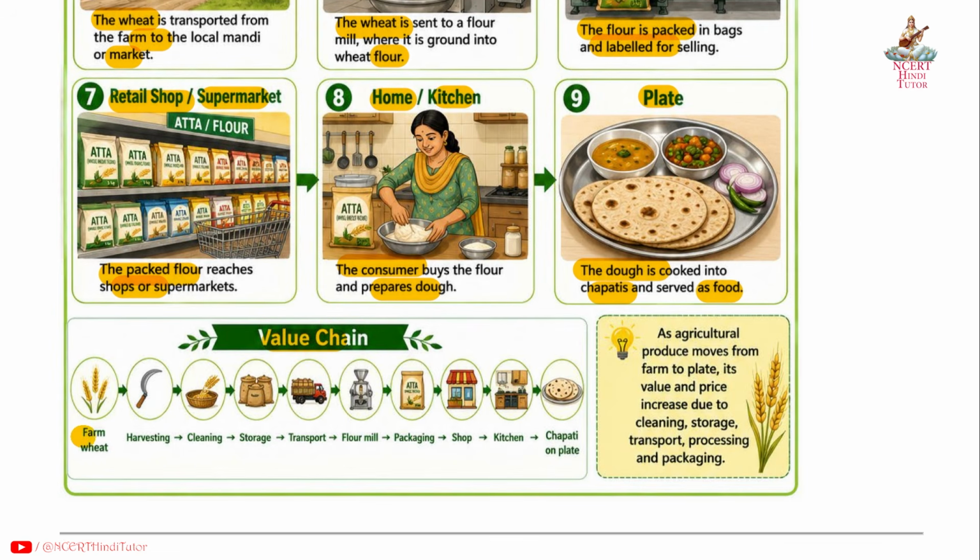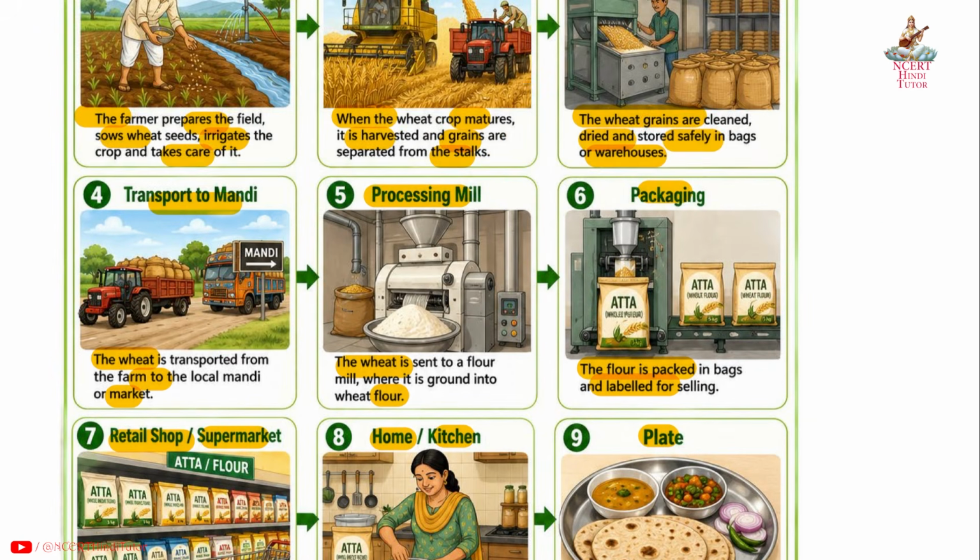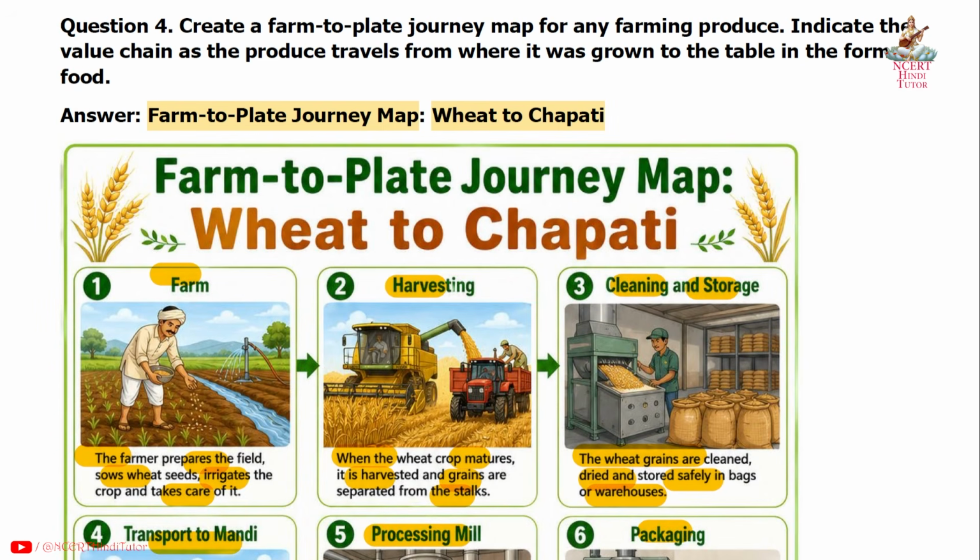Value chain: farm wheat, harvesting, cleaning, storage, transport, flour mill, packaging, shop, kitchen, chapati on plate. As agricultural produce moves from farm to plate, its value and price increase due to cleaning, storage, transport, processing, and packaging. So, friends, you can draw this map.